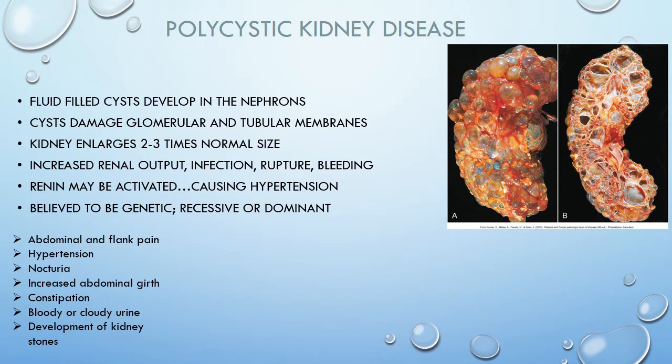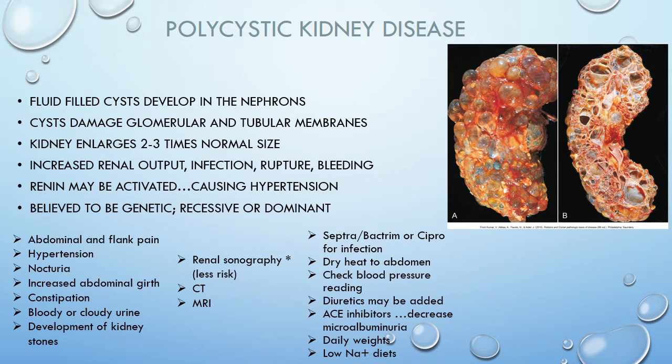Clinical manifestations include abdominal and flank pain, hypertension, nocturia, increased abdominal girth, constipation, bloody or cloudy urine, and/or development of kidney stones. Diagnostic testing will include renal sonography, which is less risk to the patient, a CT, or an MRI.